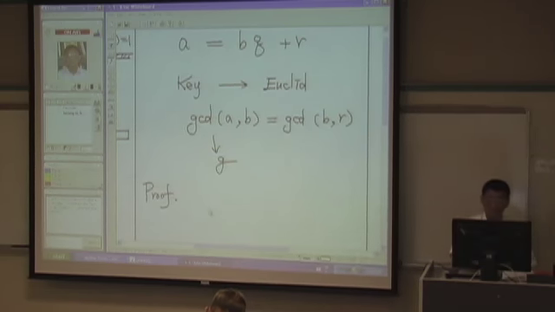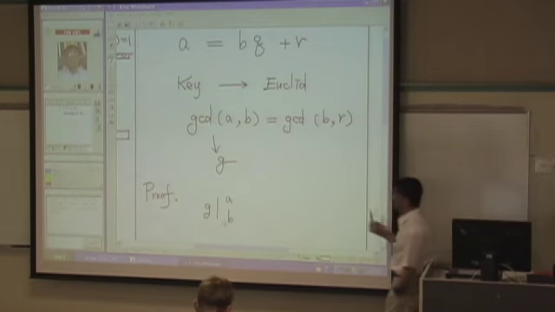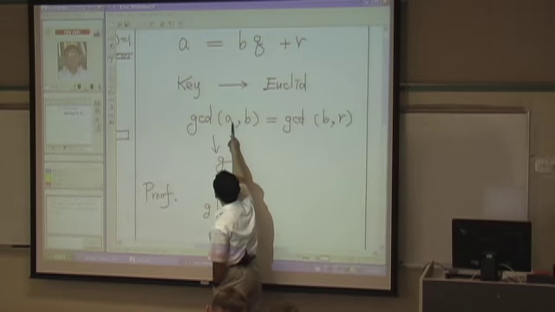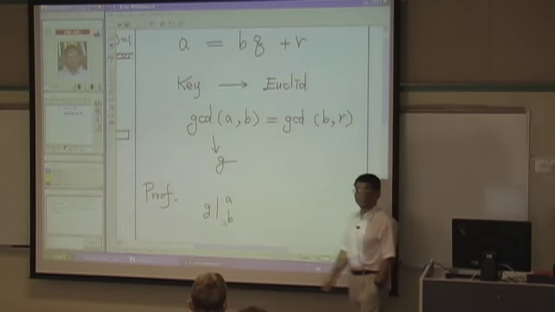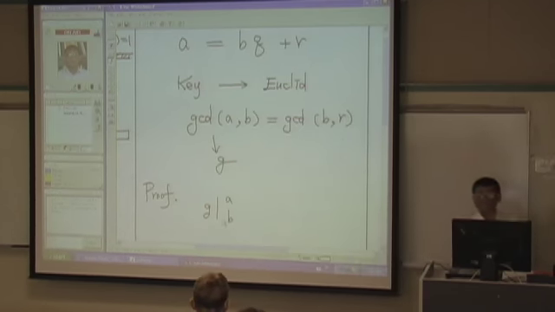First of all, G is the GCD of A and B, so G should divide both A and B, right? Do you follow me? Greatest common divisor of A and B means it's a divisor of A and a divisor of B. So G should divide both A and B. Then, can you solve this linear equation for R? If you solve this for R, R is what? A minus BQ, right?